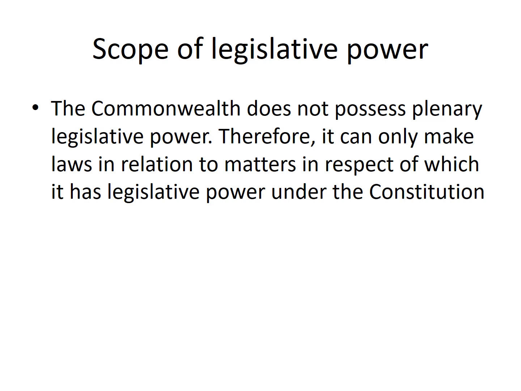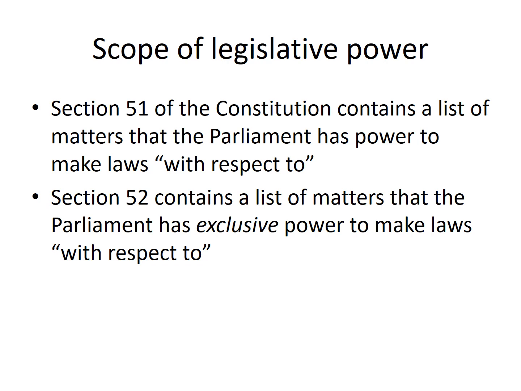You should remember that the Commonwealth does not have plenary legislative power. Unlike the states, it cannot make laws about whatever it wants. It can only make laws with respect to matters over which it has the power to make laws under the Australian Constitution. Section 51 of the Constitution contains a list of matters that the Commonwealth Parliament has power to make laws with respect to. For example, Section 51(5) provides, "The Parliament shall, subject to this Constitution, have power to make laws for the peace, order, and good government of the Commonwealth with respect to postal, telegraphic, telephonic, and other like services."